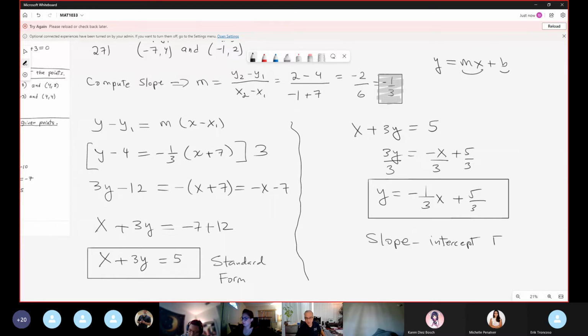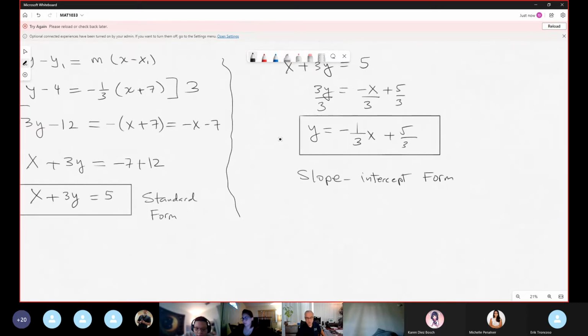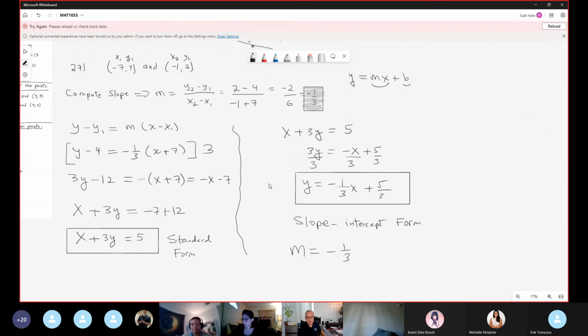And by the way, I can infer for this equation that the slope is negative 1/3, exactly the same we found at the beginning in step 1. Look here. And another conclusion: b, or y-intercept, is 0.5 over 3. This is our y-intercept. Cool?